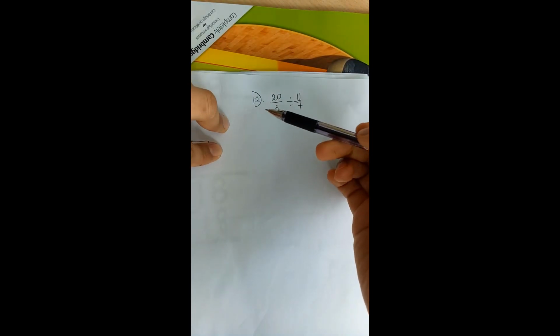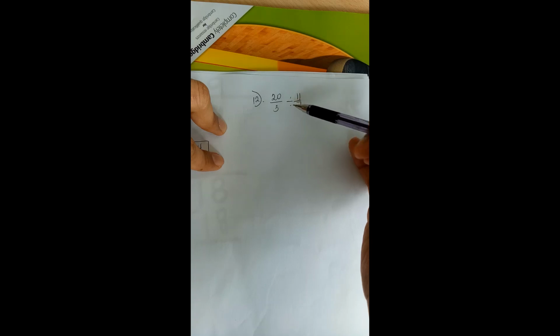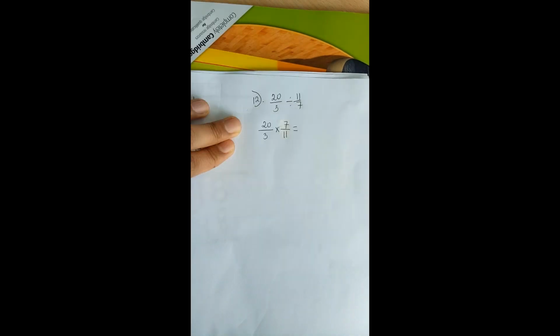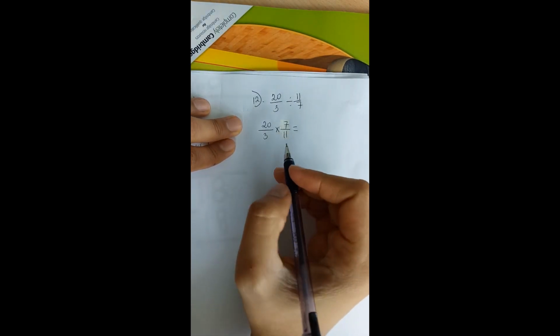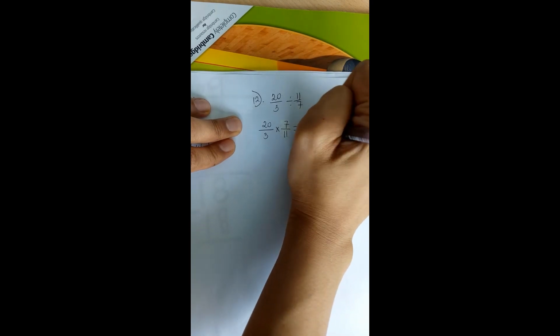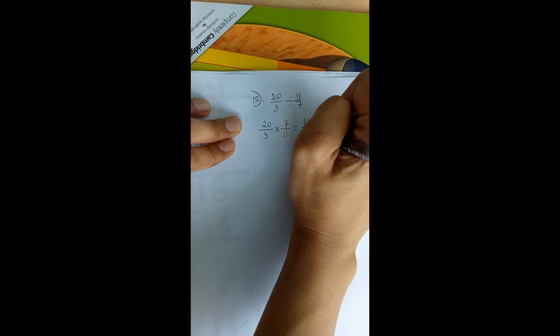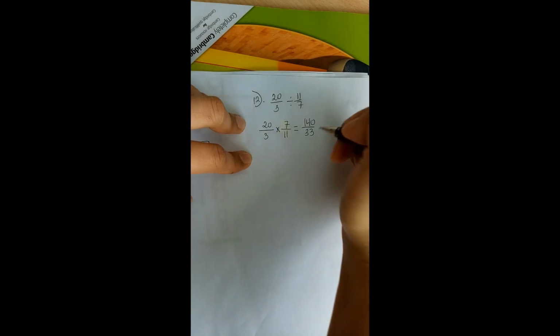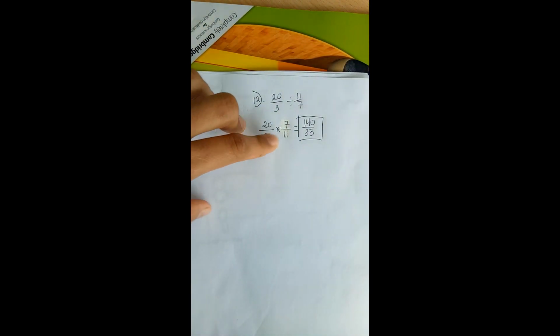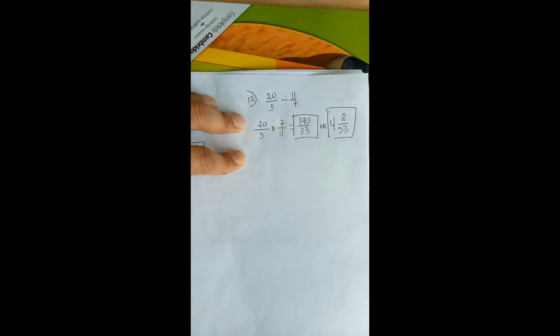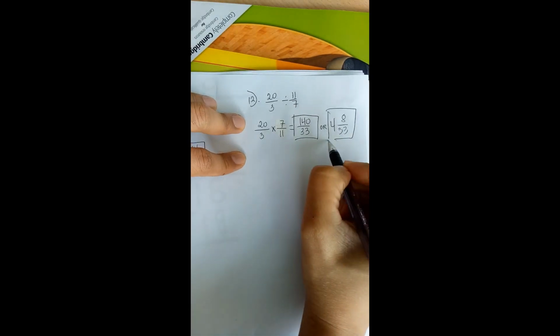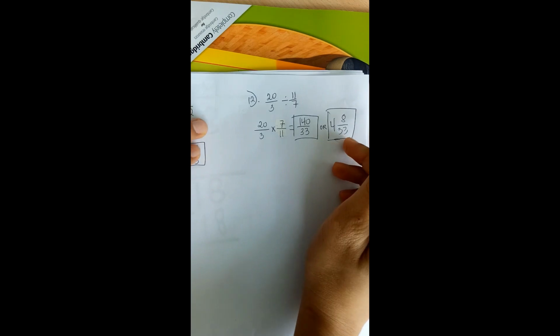Last problem, 12, 20 over 3 divided by 11 over 7. Flip one of the fractions, change the sign to times. Multiply numerators, 20 times 7, 140. 3 times 11, 33. If you have this answer, I will accept. If you convert this to an improper or to a mixed fraction, I will also accept. So this is the mixed fraction answer. Either of these answers is correct.